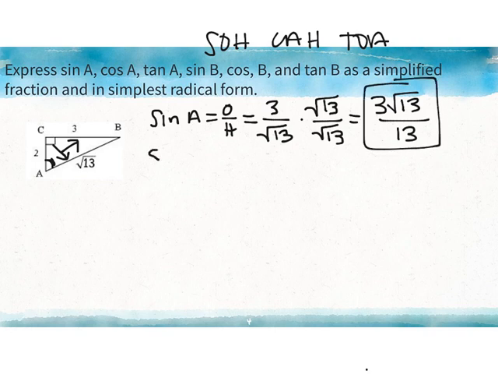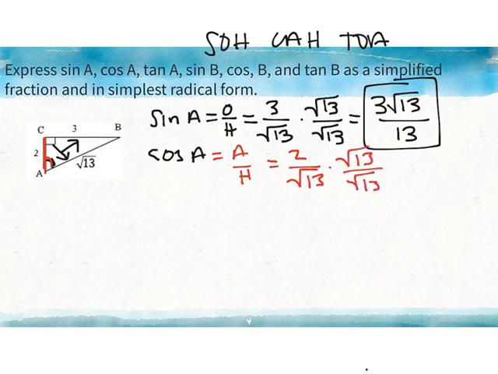Now I'm going to go on to my cosine of A. I'm still going to be using this angle. However, I am going to have to use my adjacent over my hypotenuse. So adjacent this time is the side making up that angle A. So I have my adjacent, and my hypotenuse is still the same, the square root of 13. I have to rationalize it again because it's an irrational number in that denominator, which means I get 2 root 13 divided by 13.